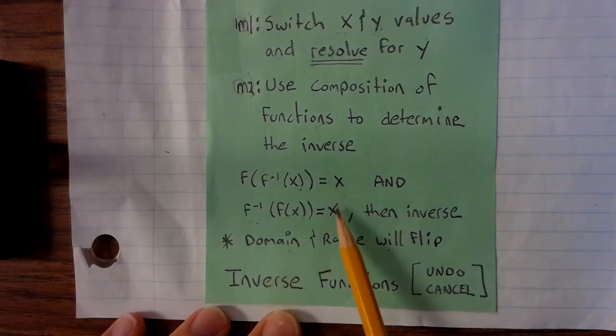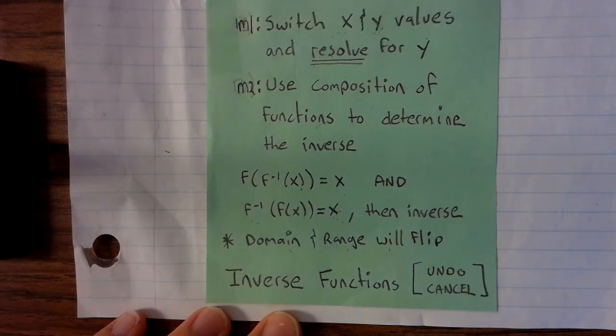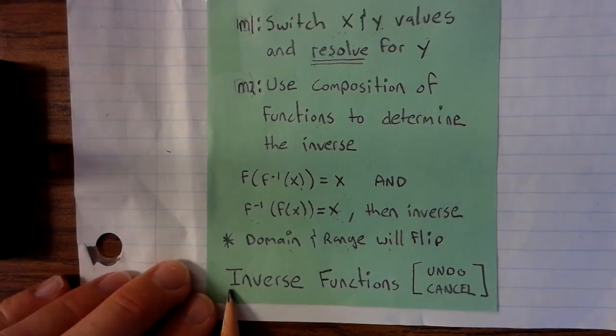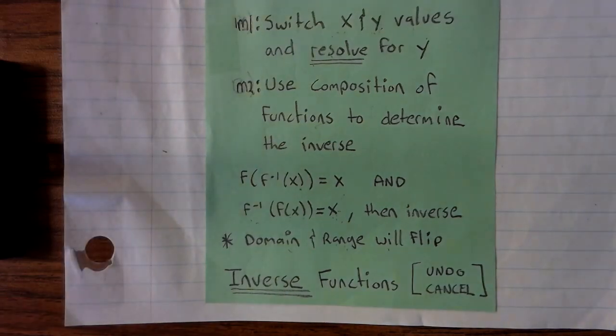Then we know, since they're both x, that they're inverses. Now note, domain and range will flip if they're inverses. Now, don't stress too much about this inverse page because we're not going to get inverses yet, but when we do, this page will connect to what we did with the inverse function, or with the parent functions, okay?